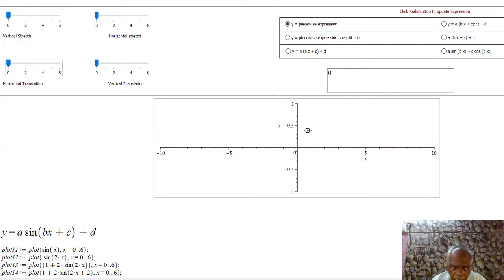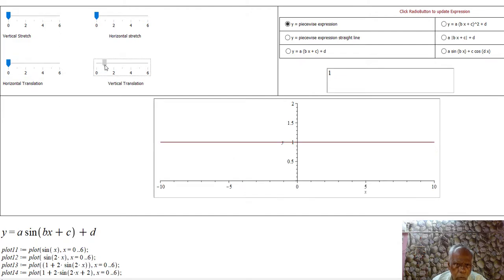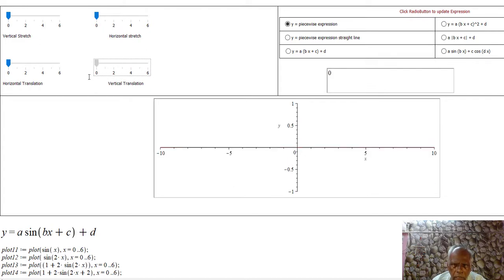But I can move this vertically up. When I'm moving vertically up, see here 0. It will move to 1 if I make it 1. When I say 2, it is going to move to 2. Similarly, I can move it up anyway, or I can move it down. Then it becomes 0 on this line, right? It can also stretch horizontally and vertically, but that will not be seen here.